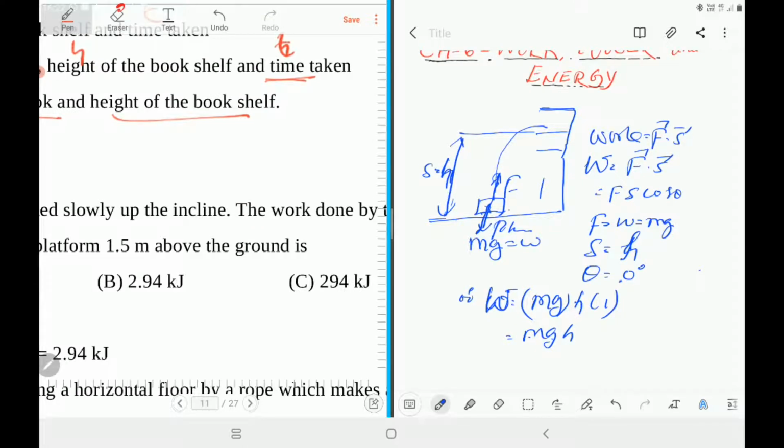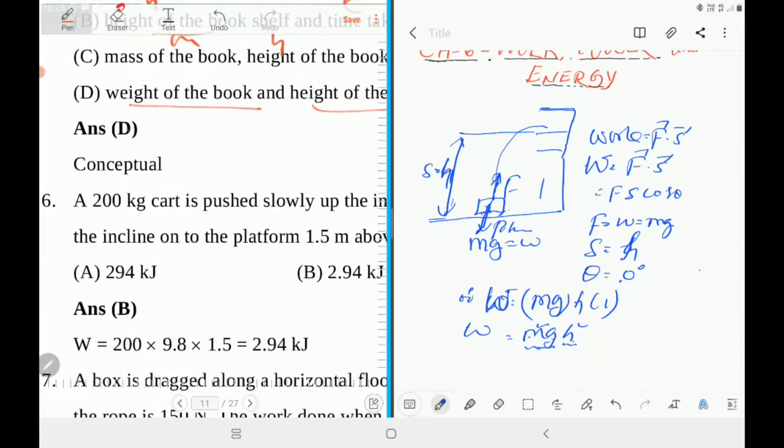That's all. Weight of the book is mg, height of the book is h. So work depends on two terms, weight and height, not the time term here. The time term appears only for power, where it will be the denominator. That's why you go with option D, because it says weight, height. Only mass and height is there, you can write that also: mgh. That's why you go with option D. It is very simple.